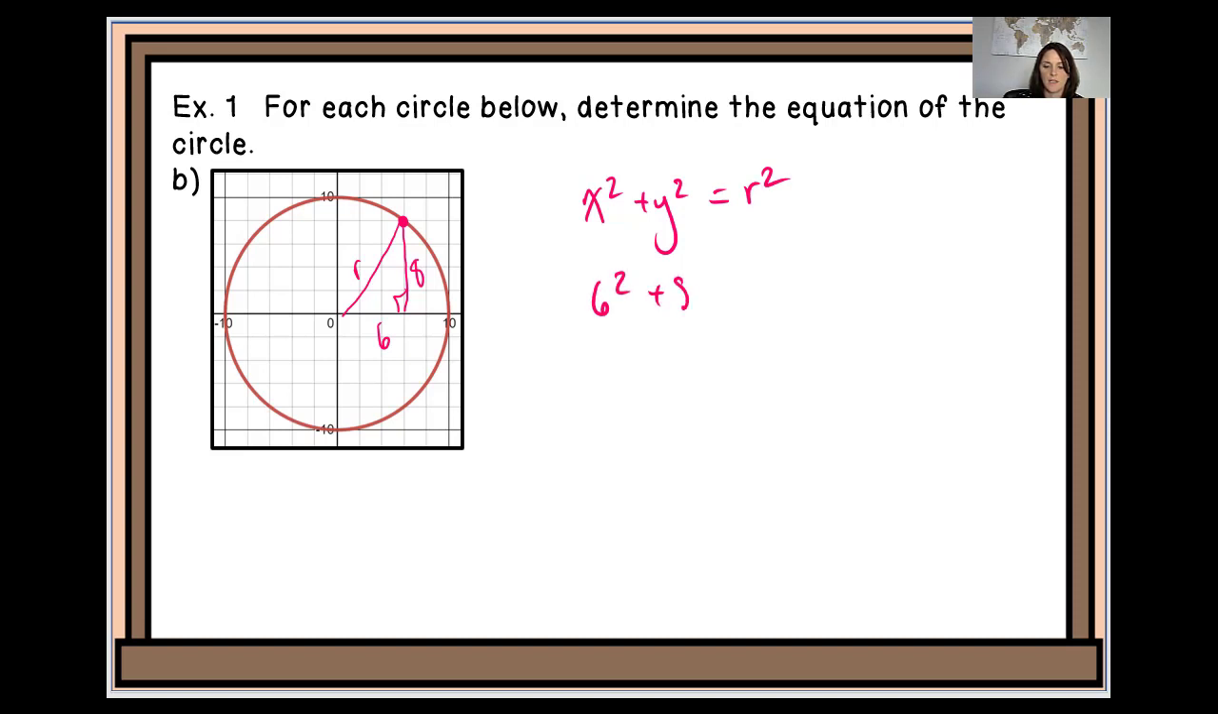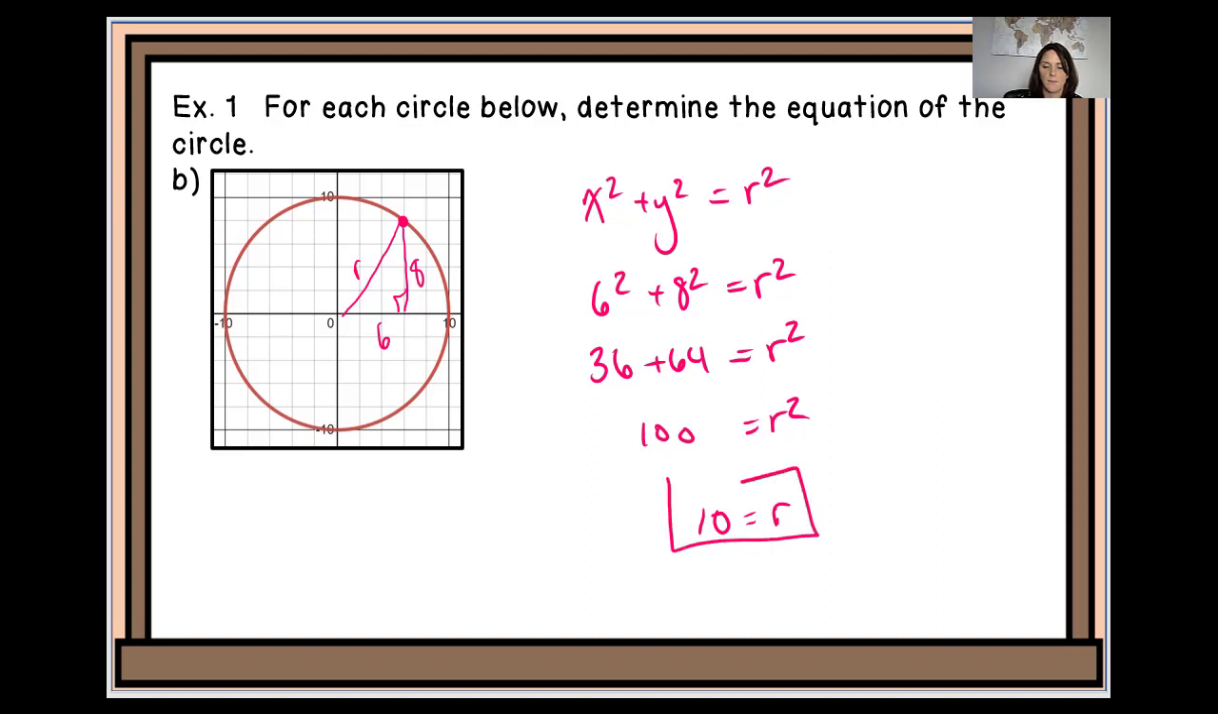So 6 squared plus 8 squared equals r squared. 36 plus 64 equals r squared. 100 is equal to r squared. The square root of 100 is equal to 10. Now just one thing to take note of: when we take the square root, we actually have the positive and the negative values. However, because this is a distance, the negative 10 is inadmissible. That's why we're just using the positive 10. So putting it all together, our equation is x squared plus y squared is equal to 100.